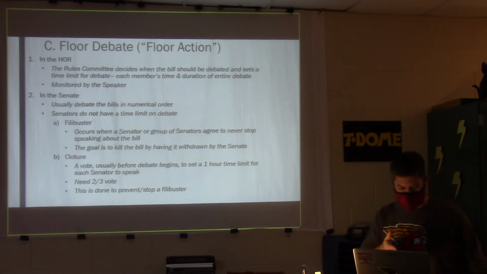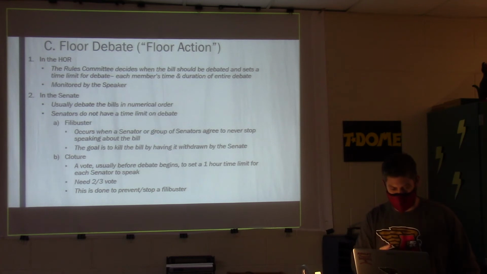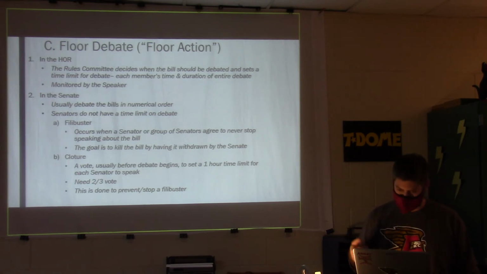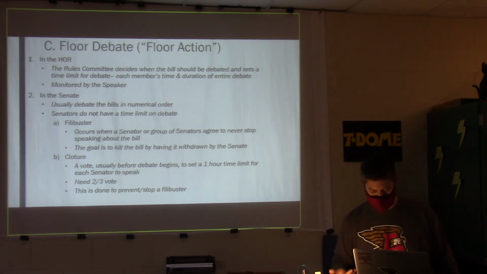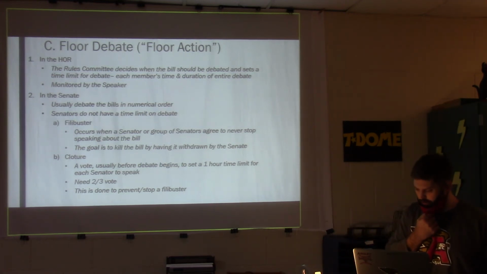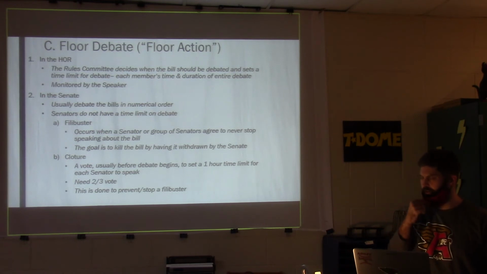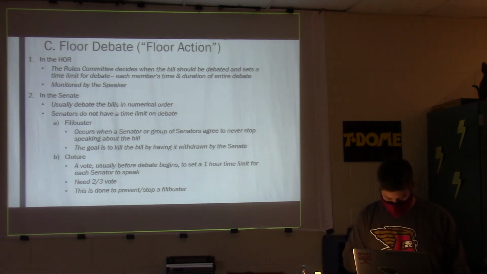Then you have B, which would be cloture. So a vote, usually before debate begins, to set a 1-hour time limit for each senator to speak. That's a good thing. You need a 2/3 vote for this to even happen, and this is done to prevent or stop a filibuster. You might see that change in your lifetime. You might see filibusters get taken away because sometimes they abuse that power. Okay.